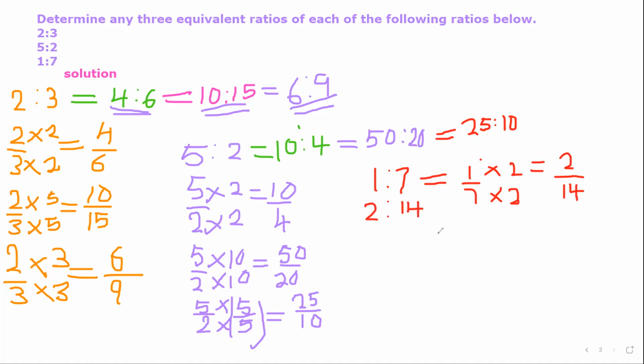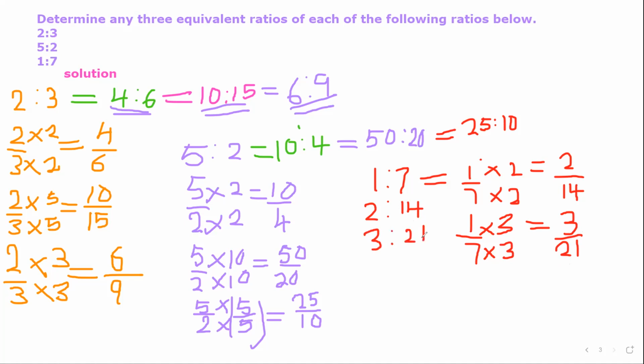And 2 over 14, when you turn it to a ratio, is the same as 2 to 14. Okay, good. So the same thing, 1 over 7, we multiply by 3 here, good. Multiply by 3, here is 3 over 21, good. Therefore, 3 over 21, if you want to write it in ratio form, is the same as 3 to 21.